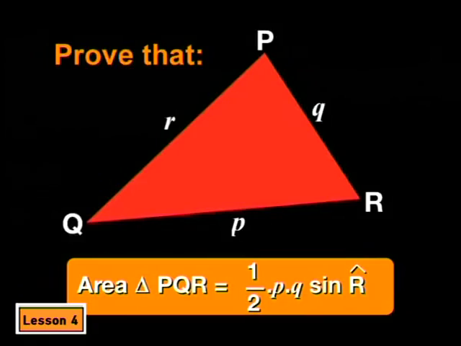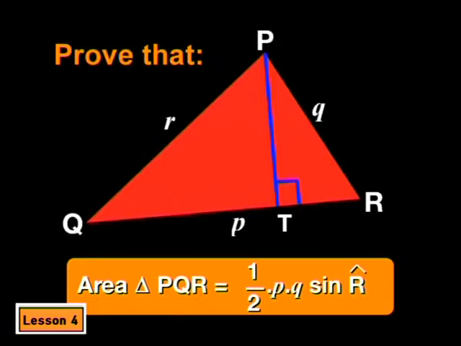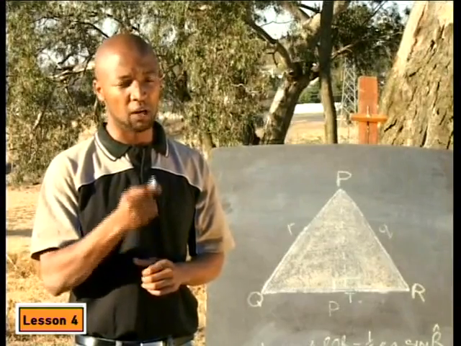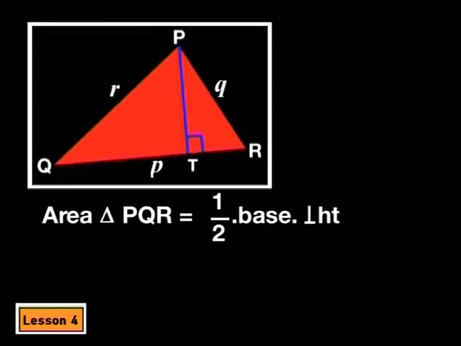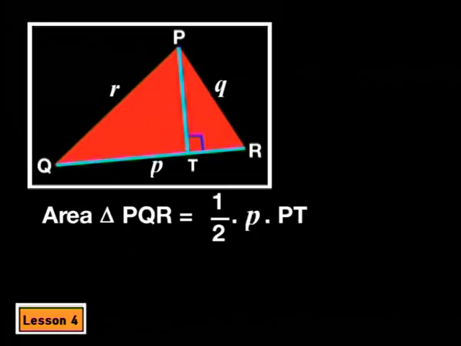First, we construct a perpendicular line from P to the opposite side. Let's label this point T. Do you see how this splits the triangle PQR into 2 right-angled triangles? Now, using the formula, the area of triangle PQR is half the base times the perpendicular height. So, what are the base and the perpendicular height of this triangle? The base is RQ or P, and the perpendicular height is PT. So the area will be half P times PT.